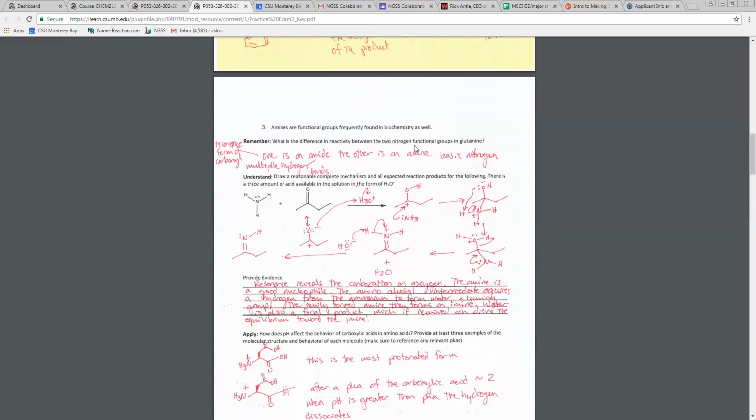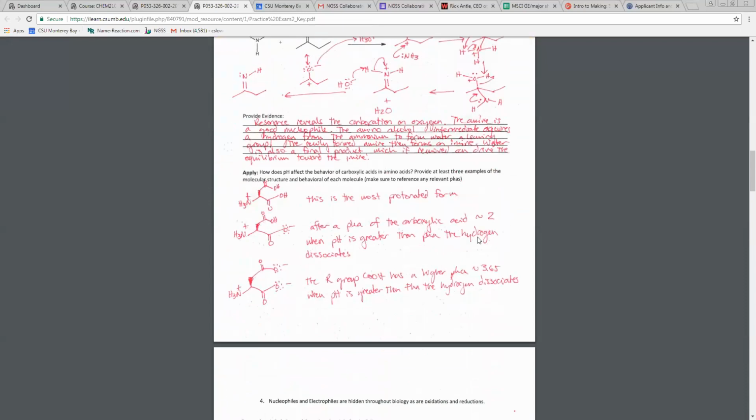Difference in reactivity between 2 nitrogen functional groups in glutamine. One is an amide, the other is an amine, a basic nitrogen versus the resonance form of a carbonyl. If you were to draw a reasonable complete mechanism for the formation of an imine, you can actually see that process here. Again, the nitrogen attacks the carbocation. The electrons are transferred from acidic hydrogen to form water. Water leaves, and the lone pair comes down to form a double bond.